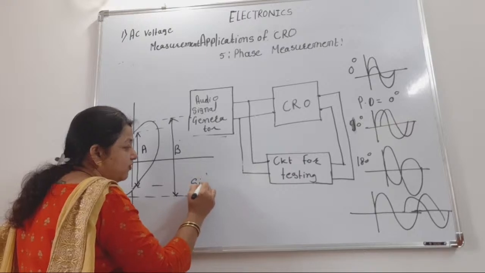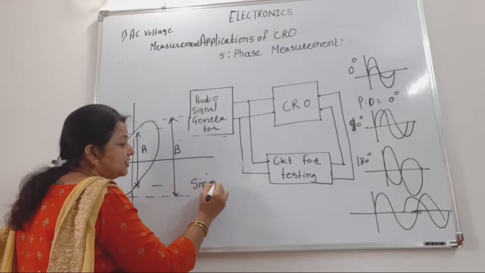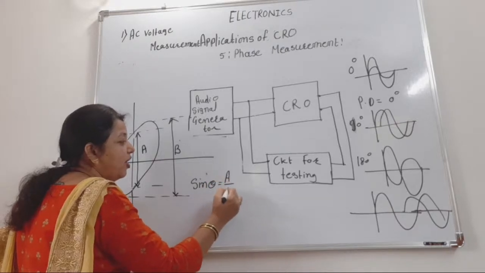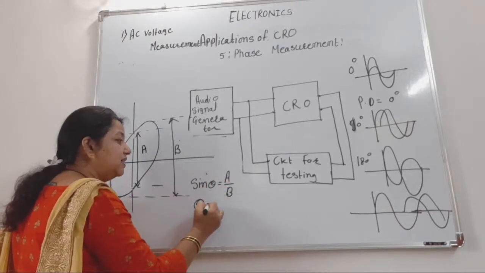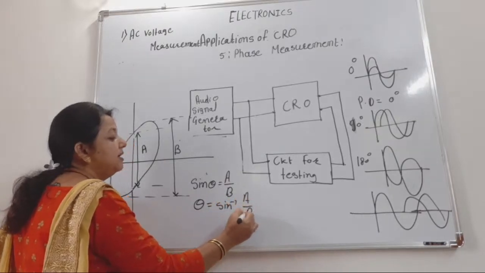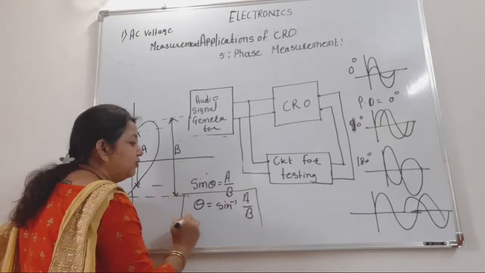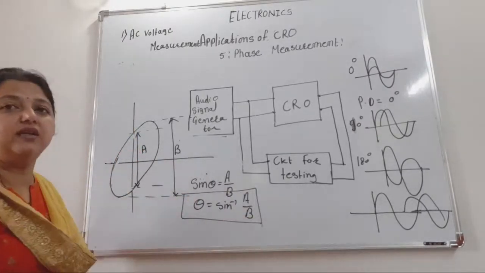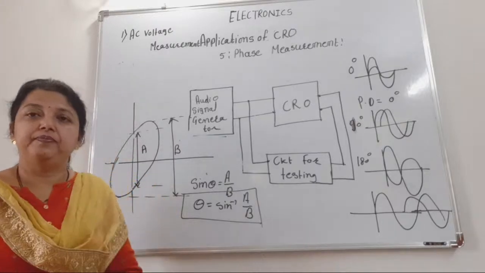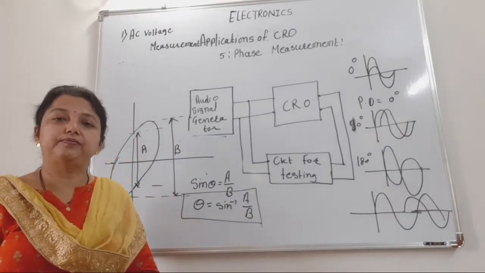The formula for phase difference is sin theta equals A upon B. Therefore, theta equals sin inverse A upon B. In this way, you are able to calculate the phase difference between two waves. Okay? All of you understand this.